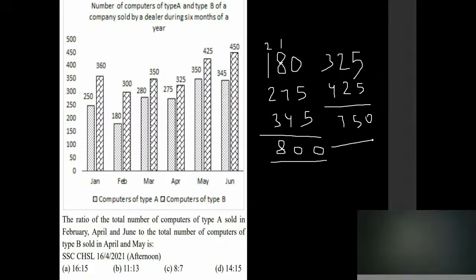Now, we should take the ratio of these numbers. 800 is to 750, which is 80 is to 75. If we cancel by 5, we get 16 is to 15. So 16 is to 15 is the correct answer, which is equal to option A. Option A is the correct answer for this one.